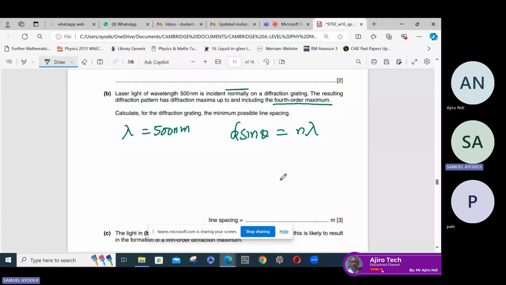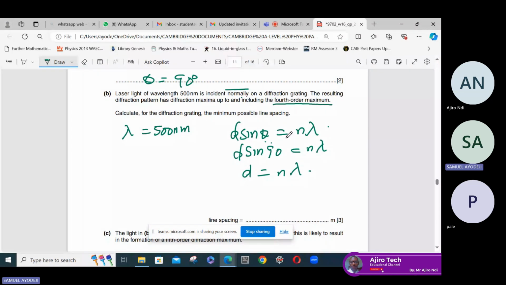Now, in this case, is it incident normally? That's point one, and you are not asked to calculate the angle. So the maximum angle you can get is theta equals 90 degrees, you can't get beyond 90. So sine theta is out of the way now because sine 90 is one. But you have to write it out like this to get the form together. Cambridge at times wants to see it like this. So you have d sine theta equal to n lambda, and sine 90 is one.